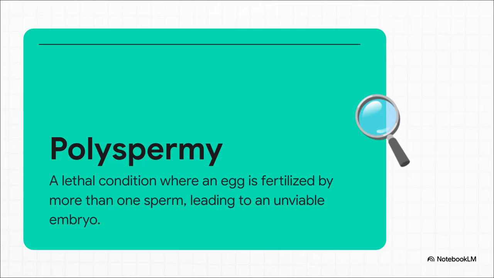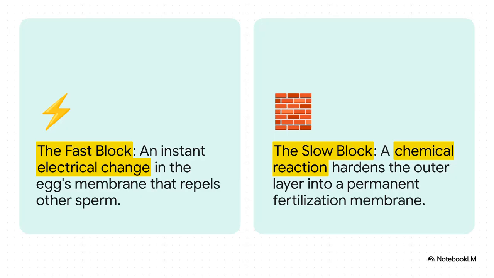The danger here is a condition known as polyspermy. If that were to happen, the embryo would end up with way too much genetic material, which is a fatal error. Development just can't happen. So to prevent this, the egg has this ingenious two-step security system. And this is just brilliant.